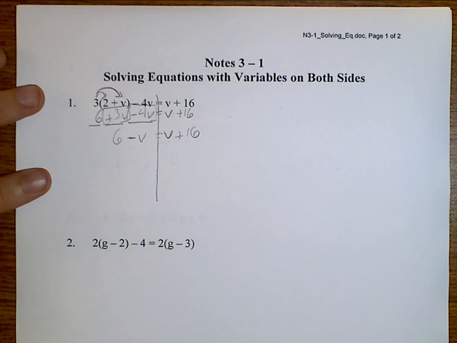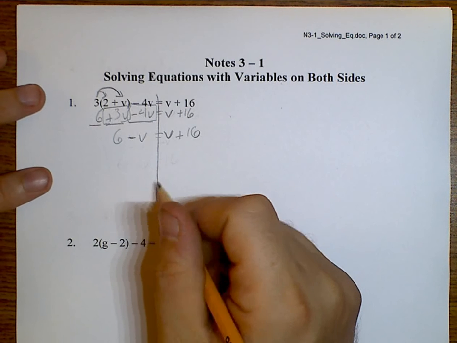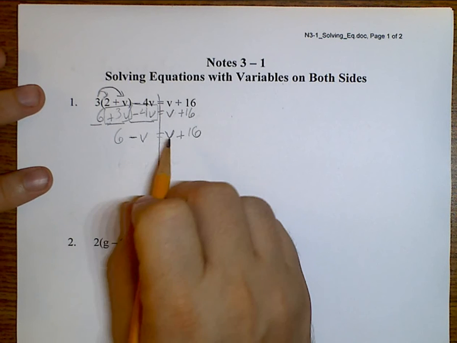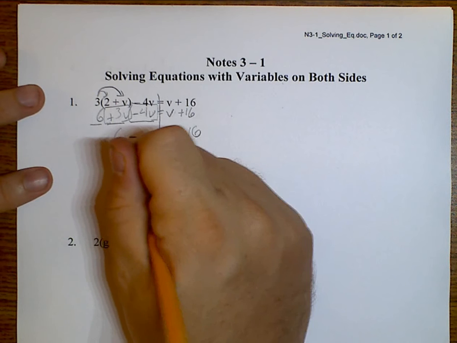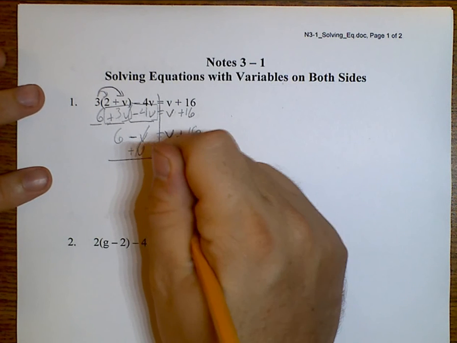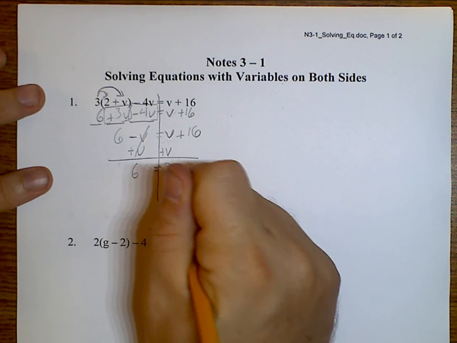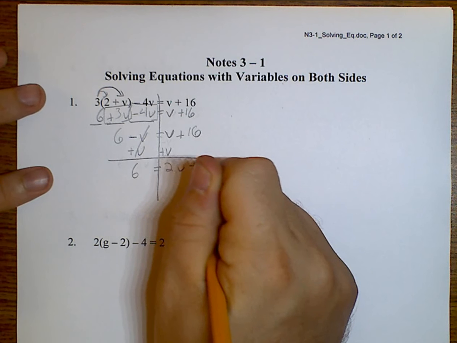And now, what I need to do is I need to get all of my v's to one side. Well, I have a negative v and a positive v. If I add v to this side, that will make those cancel. Do the same to the other. And I get that 6 equals 2v plus 16.